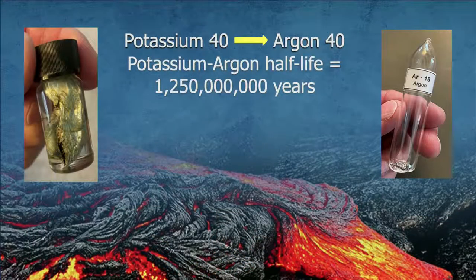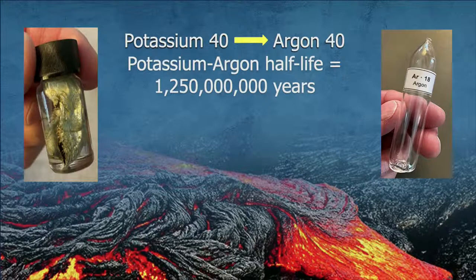Now, let's look at another type of dating called potassium-argon dating. Carbon dating results in thousands of years. This one supposedly results in millions of years. And this is where the rubber meets the road, so to speak, because if this dating method is accurate, it does call into question some things that we see in the Bible. And we're going to see some issues with this dating method. But essentially, potassium-argon's half-life is very long compared to carbon.